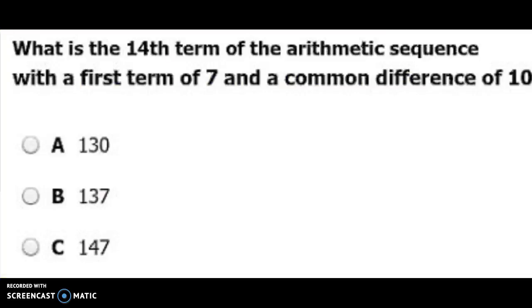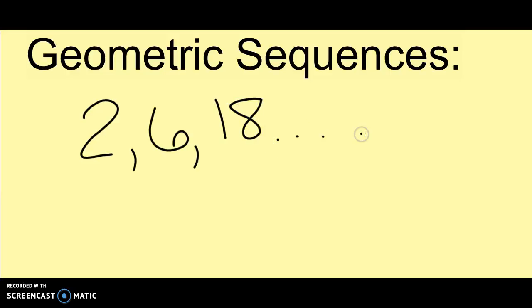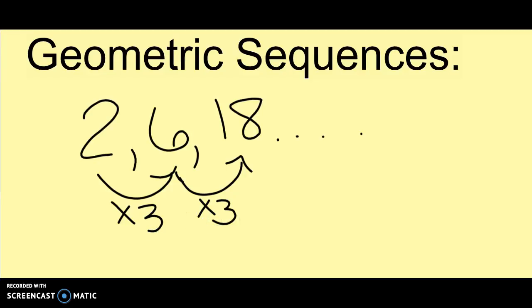All right, let's look at geometric sequences. This is when you multiply by something. So let's say you start with the number 2 and you go to 6 and then you go to 18. What are you multiplying by to get to the next term? Well, this one looks like we're multiplying by 3. So let's play around with that.